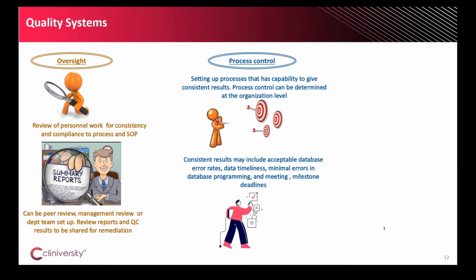For CDM, consistent results may include acceptable database error rates, data timelines, minimal errors in database programming, and meeting milestone deadlines. Rather than establishing separate measures and controls for each, process control should be determined by the global organizational goals. High-level assessment may be sufficient, but there could be detailed measures on certain processes, which can help identify the issues early on.